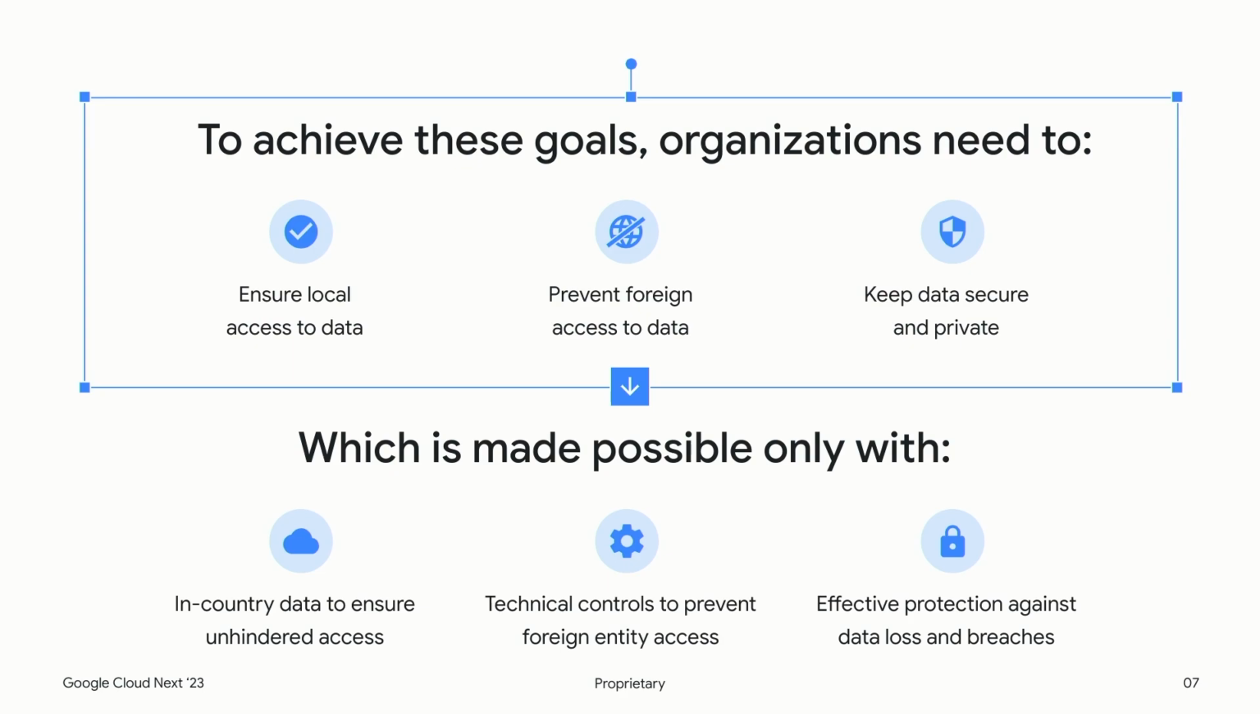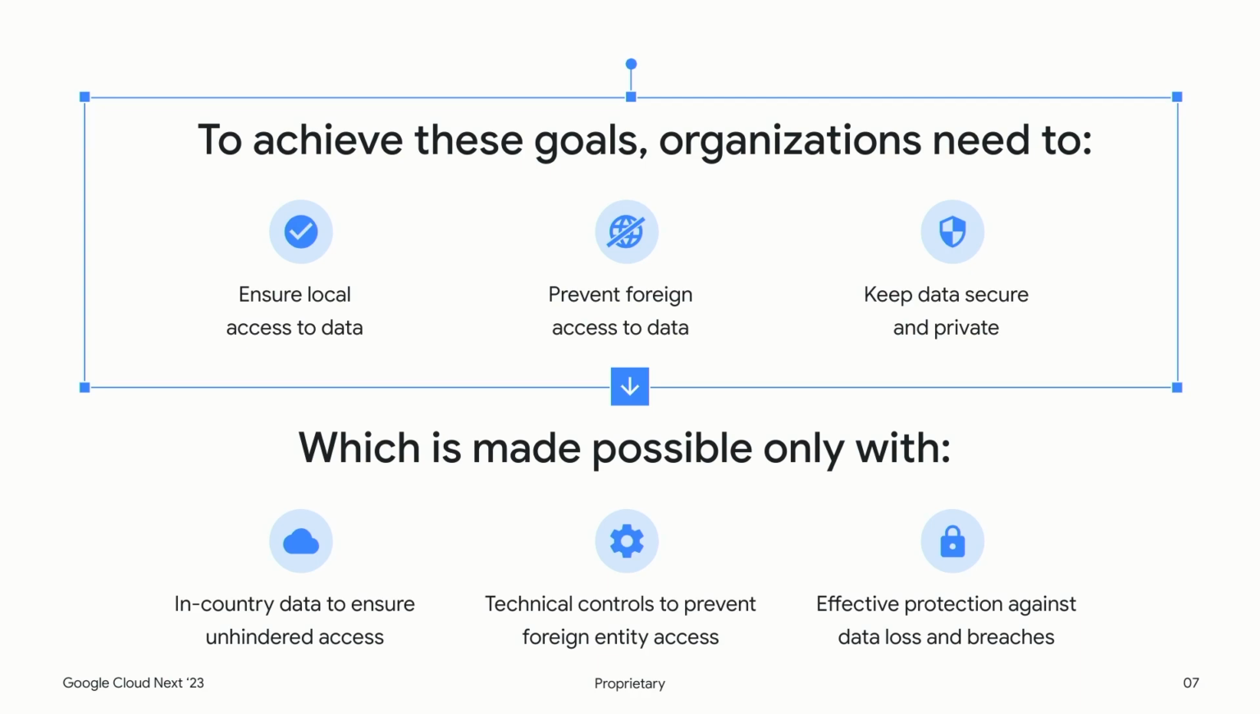The first is authority. And this is really organizations wanting to ensure that they have unhindered access to their data on their terms. The second is confidentiality. And this is about organizations ensuring that they're in control and they prevent unauthorized foreign access to their data. And the third is privacy and security. Needless to say, organizations all around the world want to keep their data stored in a persistently private and secure fashion.